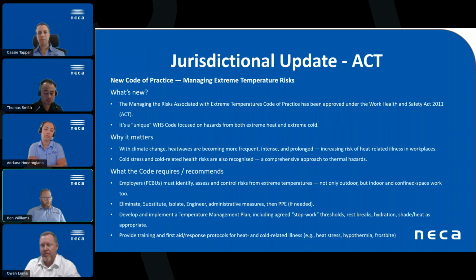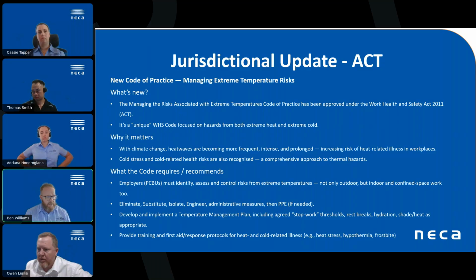What the code requires and recommends is obviously for the PCBUs to identify and control the risks within that, and not just outdoor, but also indoors and confined space work. The main ones are to eliminate, substitute, isolate, and engineer the controls out, and then PPE if required. Developing a temperature management plan and agreeing on stop work thresholds, rest breaks, hydration, and heat as appropriate. Providing training to the first aid responders for heat and cold related incidents is also one of their main recommendations.